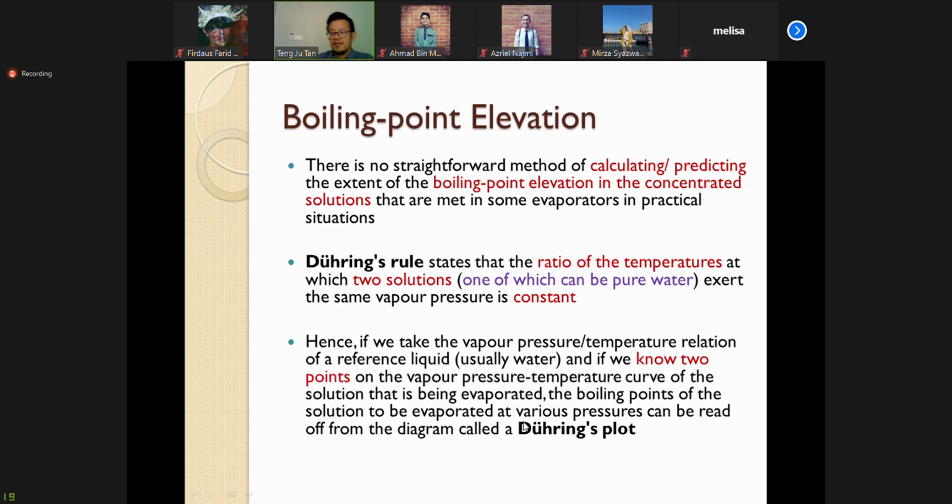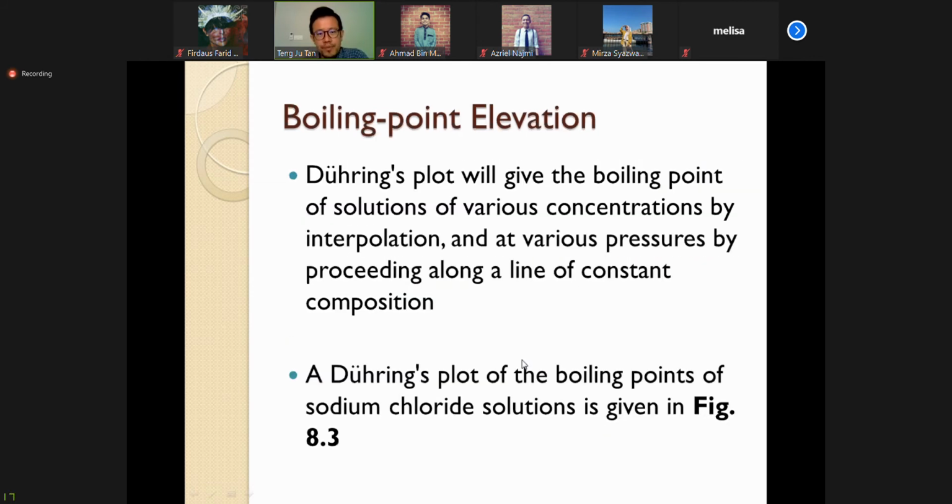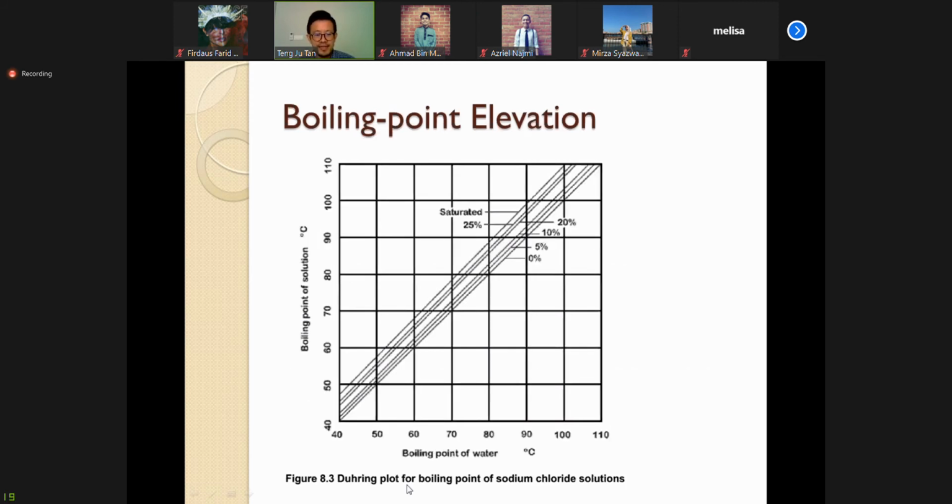So later we will do an exercise so you will understand more about this Duhring rule. The Duhring plot will give the boiling point of solutions of various concentrations by interpolation, at various pressures, by proceeding along a line of constant composition. So I will show you the figure so you will understand what this sentence means. A Duhring plot of the boiling points of sodium chloride solutions is given in the next slide, figure 8.3.